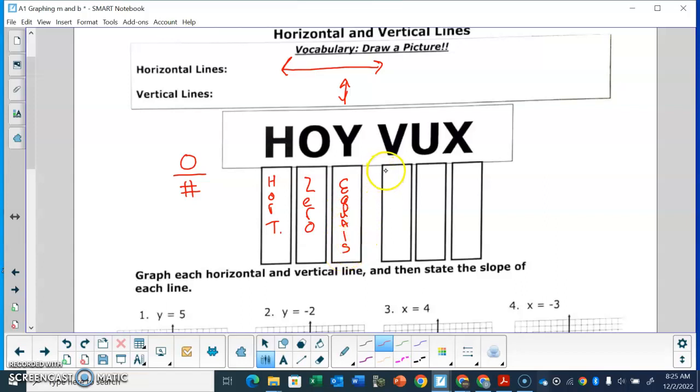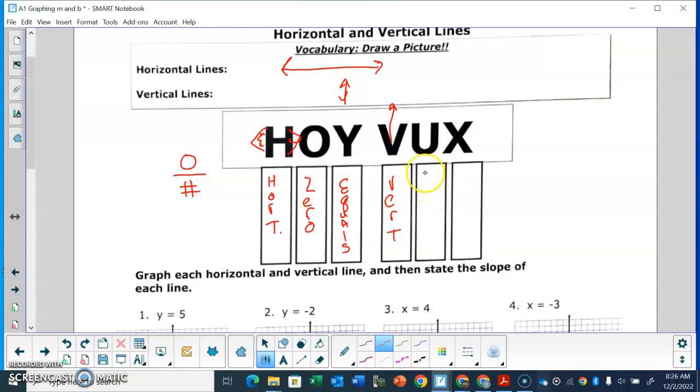Okay. And then we have VUX. Okay, so another thing I remember, horizontal, if you go like this, it makes arrows on the end, looks like a line. Okay. Vertical goes up and down, so V stands for vertical. So vert. Okay, if you look at the V, it looks like it makes an arrow going down, so that means we're going up and down.